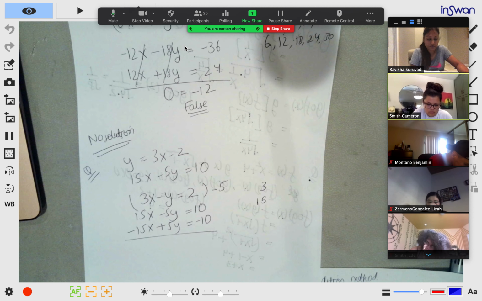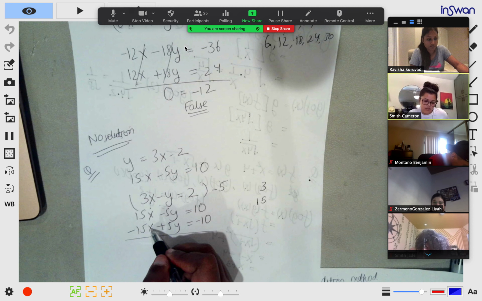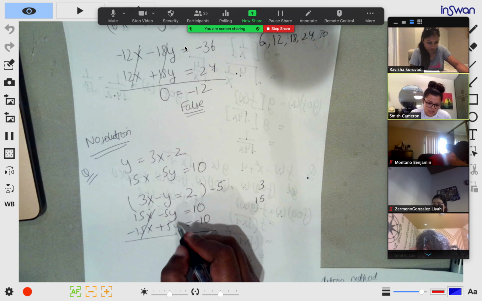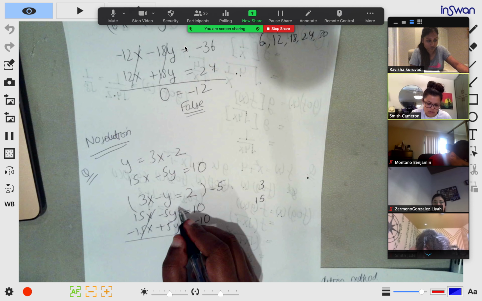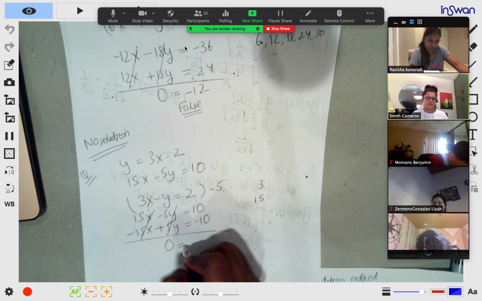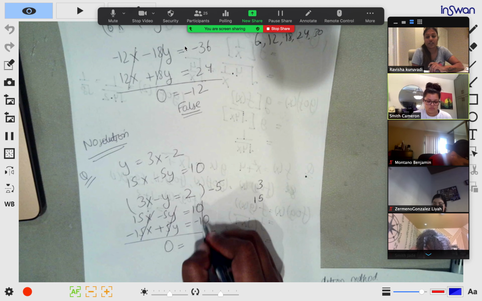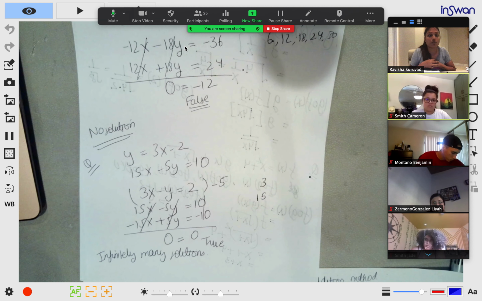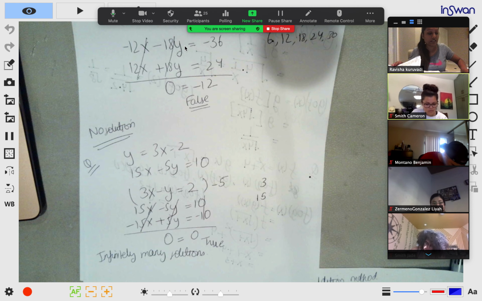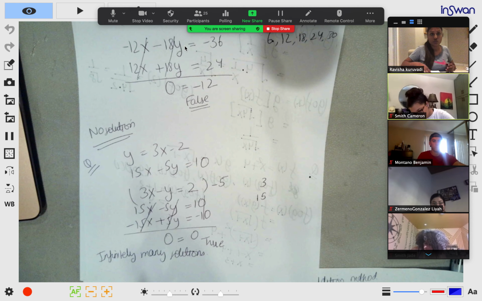15x minus 15x. They cancel, and then 5y and negative 5y cancel as well. And then the 10s cancel. Yes, that's true. And then you're left, which will satisfy this equation. So if you get a true statement, infinitely many solutions. If you get a false statement, that means no solution.